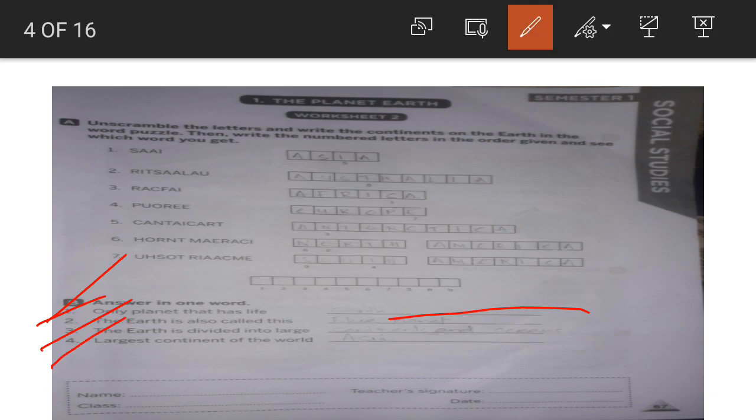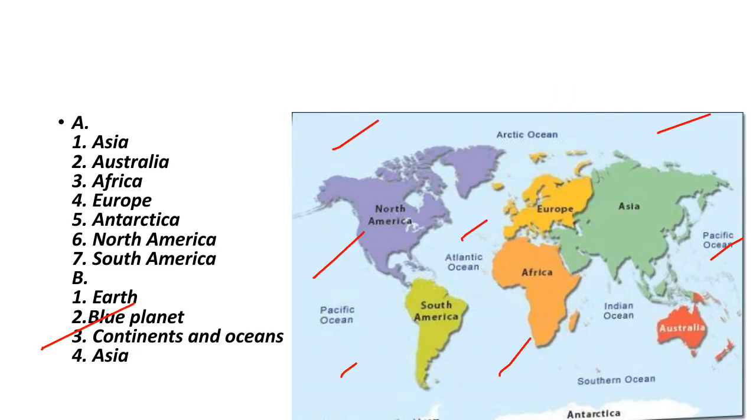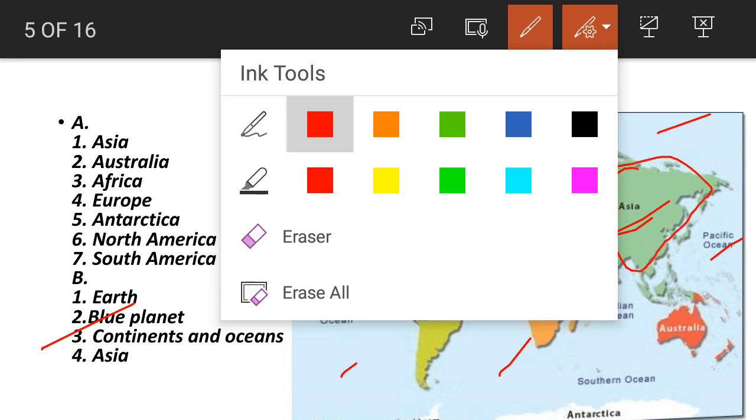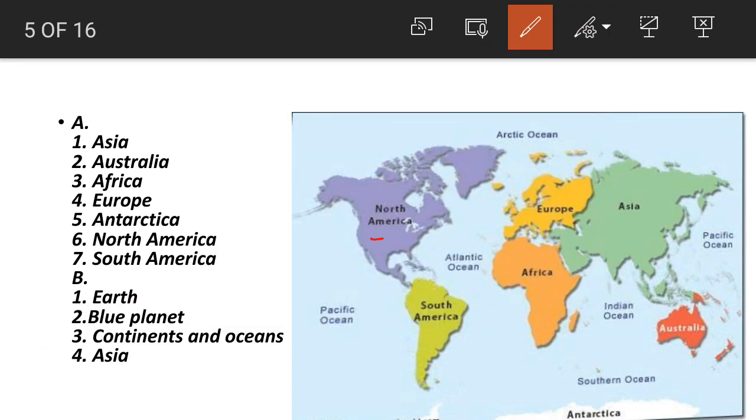Largest continent of the world. So which is the largest continent of the world? The largest continent of the world is Asia. So this green portion is Asia. This is very big. Among all the 7 continents, see here, we have North America, Asia, Africa, Europe, South America, Australia, Antarctica. Among all these 7 continents, which is the largest one? Asia. And which is the smallest? Australia. So the answer is Asia.